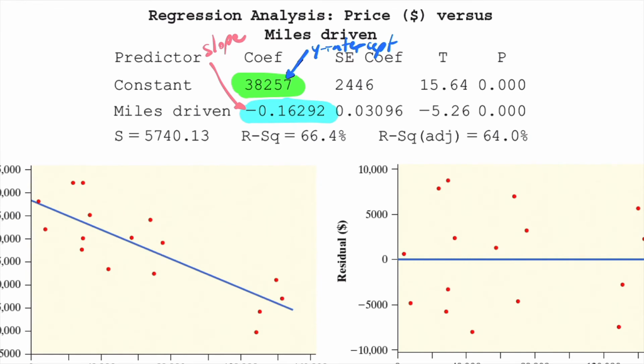The standard error. The standard error, SE of b, is always right next to the slope. The rest of it you don't have to worry about, not in this chapter. The rest of it, like R squared and R and all that other stuff, is important for chapter 3, but for chapter 12 it's not really important. Those are the things we need there.